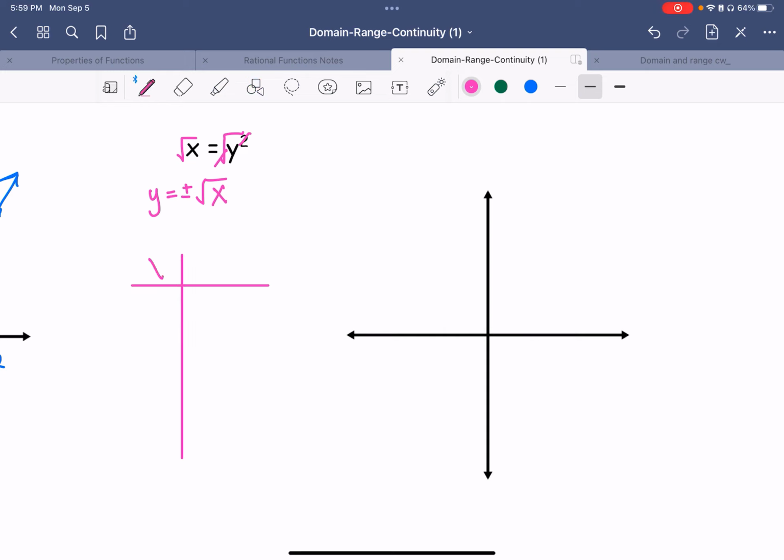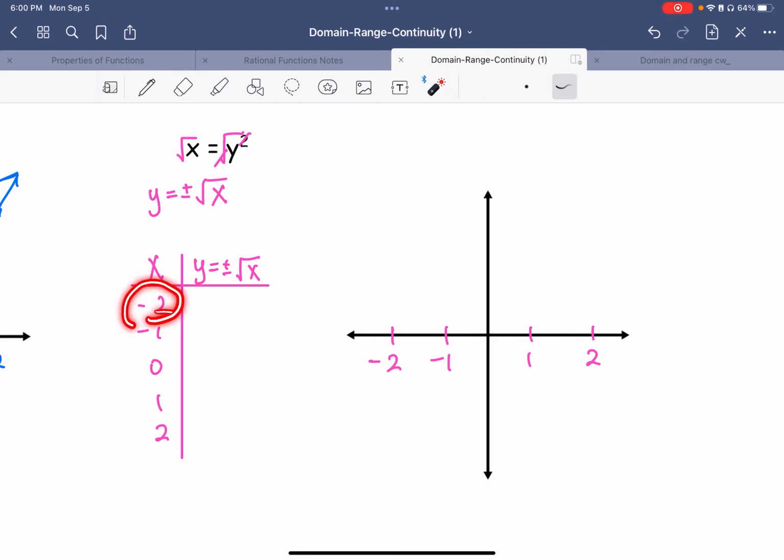Okay, so just like before, I'm going to create a table. I'm going to put x on the left-hand side and y equals plus or minus the square root of x on the right-hand side. Okay, I'll put the same values as before, from -2 to +2. Okay, now we're going to be plugging in this -2 into the square root.